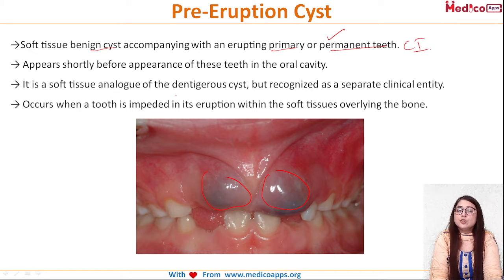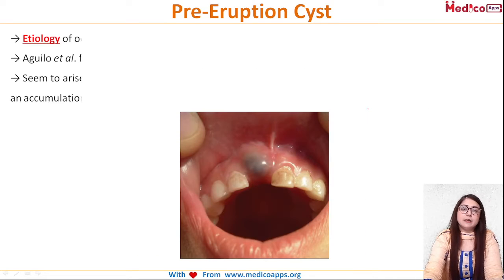Now it appears shortly before the appearance of these teeth in the oral cavity, and it is a soft tissue analog of the dentigerous cyst. It is said to be the analog of the dentigerous cyst, but this is not a dentigerous cyst. Instead, it is recognized as a separate clinical entity. It occurs when the tooth is impeded in its eruption, within the soft tissue overlying the bone. So this is pre-eruption cyst.